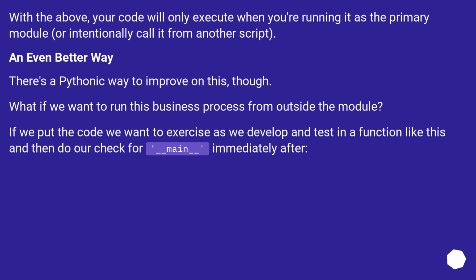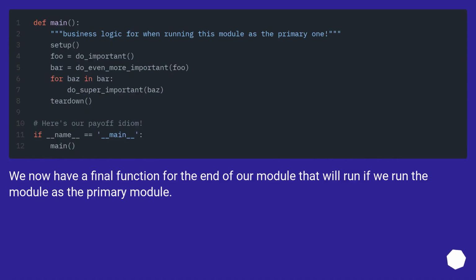An even better way. There's a Pythonic way to improve on this, though. What if we want to run this business process from outside the module? If we put the code we want to exercise as we develop and test in a function like this and then do our check for __main__ immediately after, we now have a final function for the end of our module that will run if we run the module as the primary module.